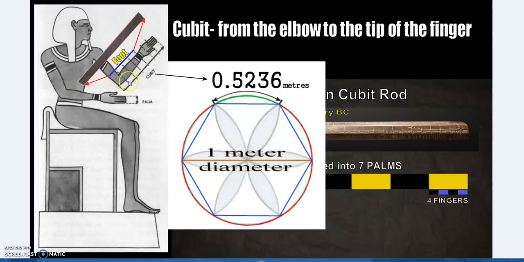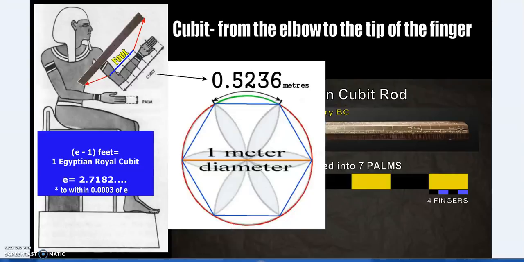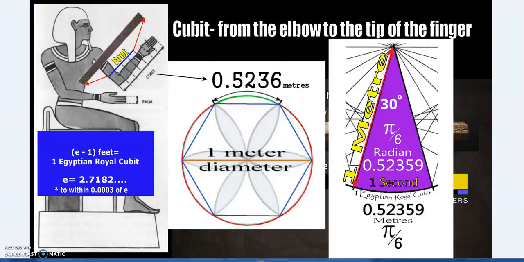Now again, I'll put links in the description because this will connect to earlier. So the relationship of the foot to the cubit, it's e minus 1. If you look into Euler's number, well, it's 2.718. Well, it's actually 1.718 plus 1, because there's a little bit of shenanigans going on there.